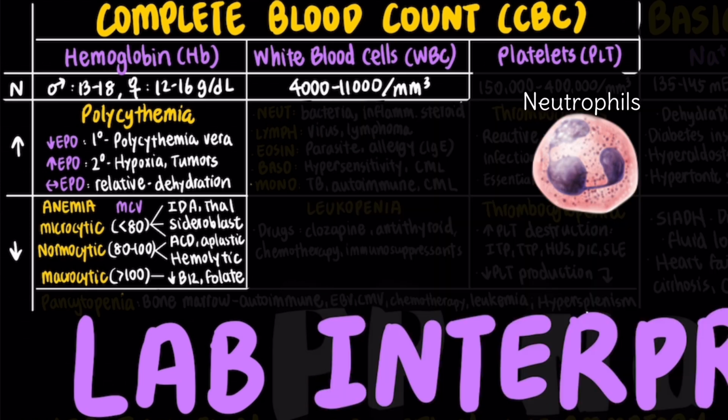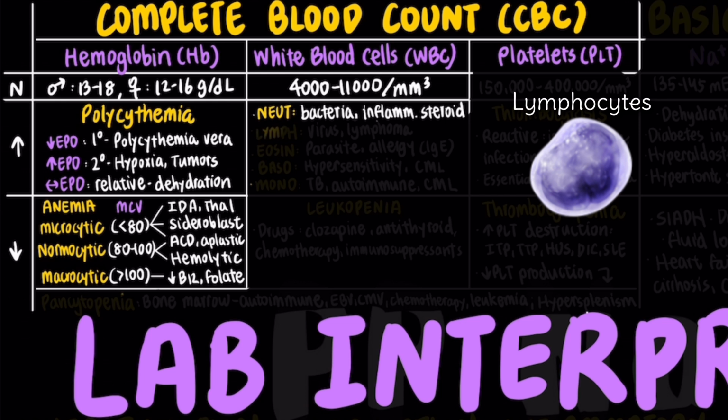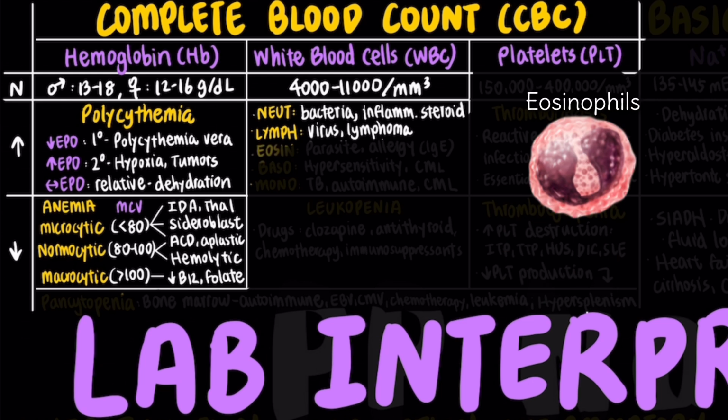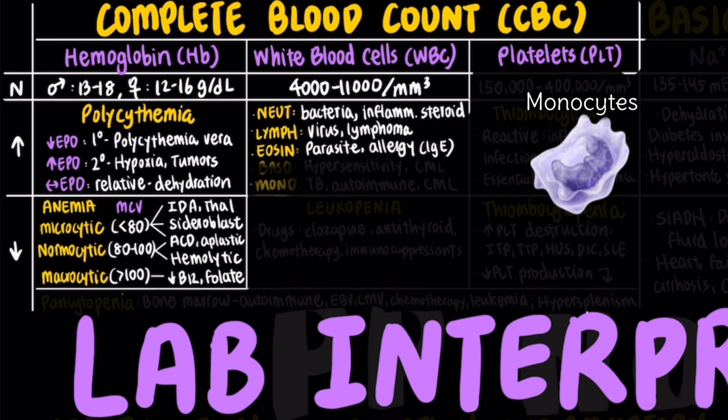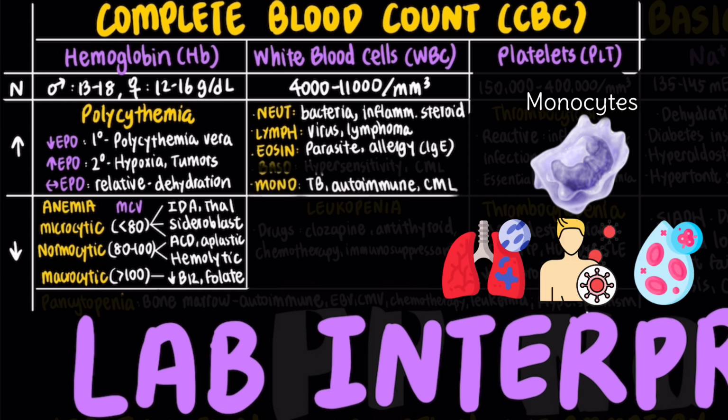If neutrophils are elevated, think about bacterial infections, acute inflammation, steroid use, or even a stress response. If lymphocytes are high, it points more towards viral infections or possibly lymphoma. An increase in eosinophils suggests parasitic infections or allergic reactions. And elevated monocytes could indicate tuberculosis infection, autoimmune disease, or chronic myelogenous leukemia, abbreviated as CML.